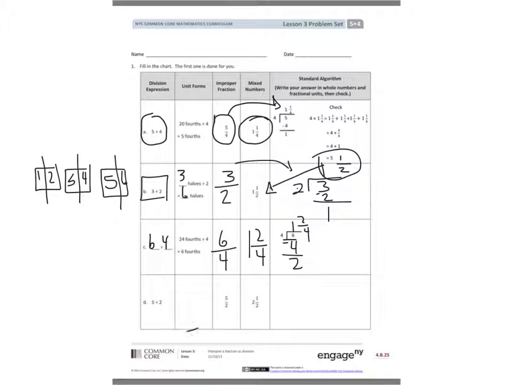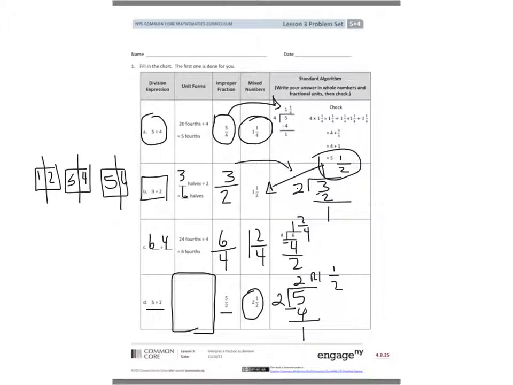I think this box is probably the most confusing, so let's look at this one more time. I have 5 divided by 2, 5 divided by 2, which is 5 halves. When I do the division problem, I have 5 divided by 2. How many 2's go into 5? 2. 2 times 2 is 4. 5 minus 4 is 1. That's a remainder 1, which becomes 1 half. So 2 and a half becomes my mixed number.